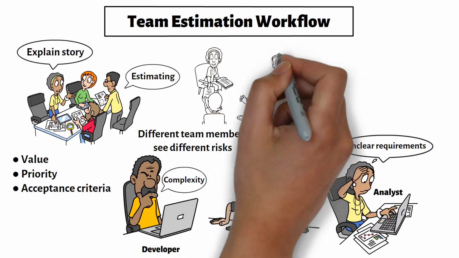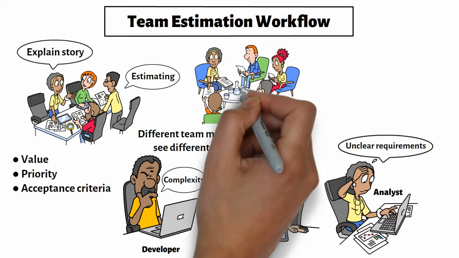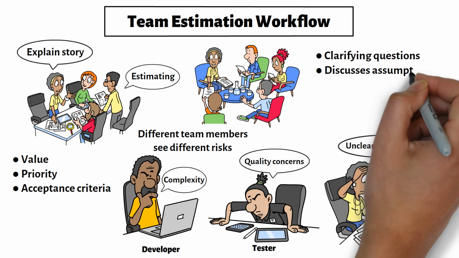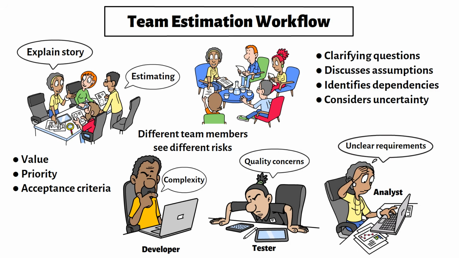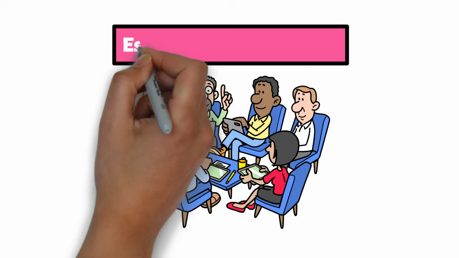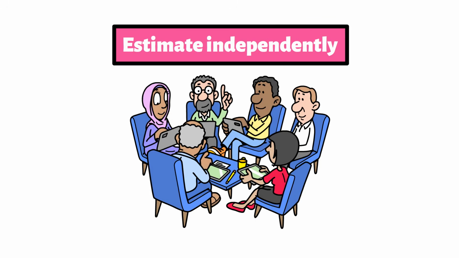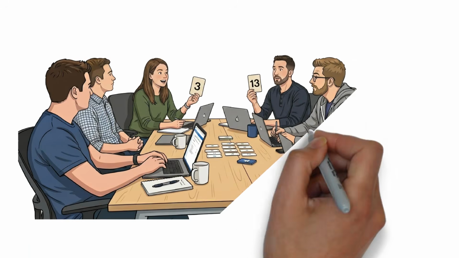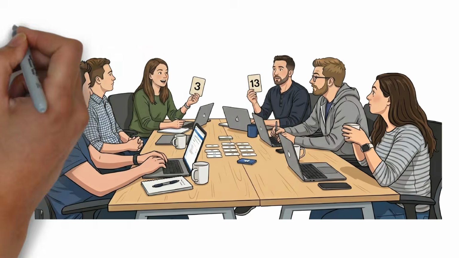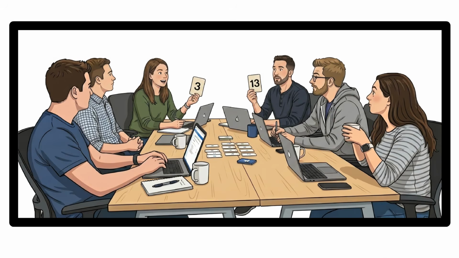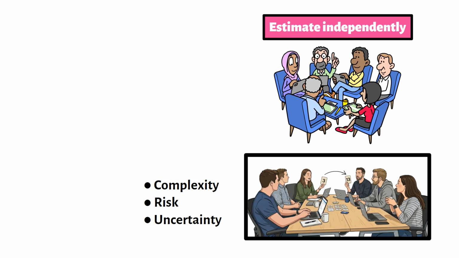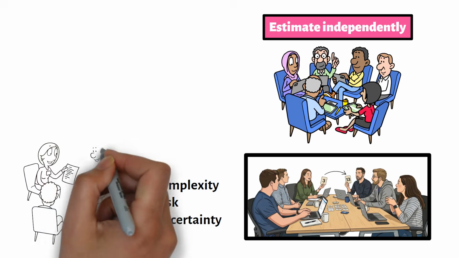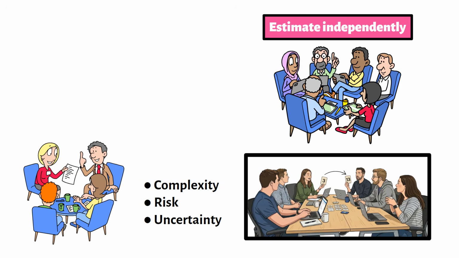A typical estimation conversation starts with the team reviewing the story. Then the team asks clarifying questions, discusses assumptions, identifies dependencies, and considers uncertainty. Once everyone has enough understanding, team members estimate independently. After estimates are revealed, the team discusses major differences. If one person estimates 3 points and another estimates 13 points, that gap is useful. It usually means someone sees complexity, risk, or uncertainty that others have not considered yet. This is why the estimation conversation is often more valuable than the final number.